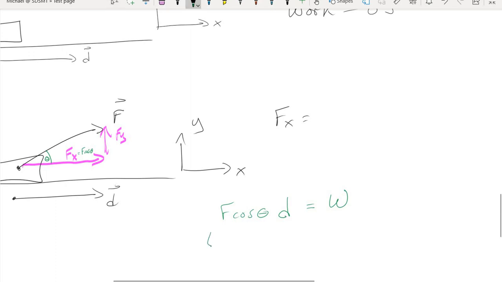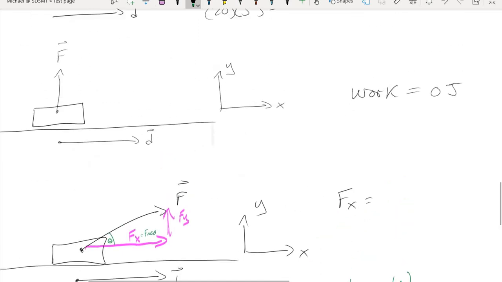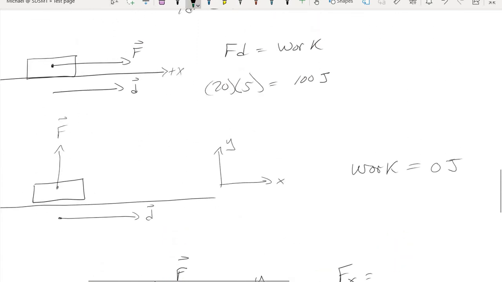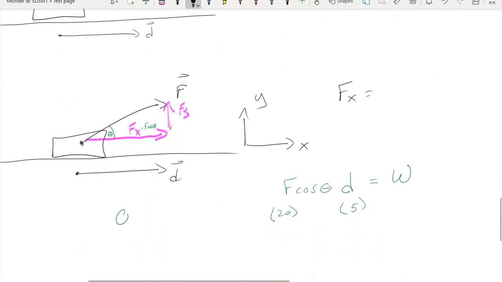We know that F has a magnitude of 20. We know that d has a magnitude of 5. Well, what's theta? Well, theta could be anything between 0 degrees and 90 degrees. Those are the two extreme conditions that we had up here. But I'll go ahead and say that this is 30 degrees. Cosine of 30.